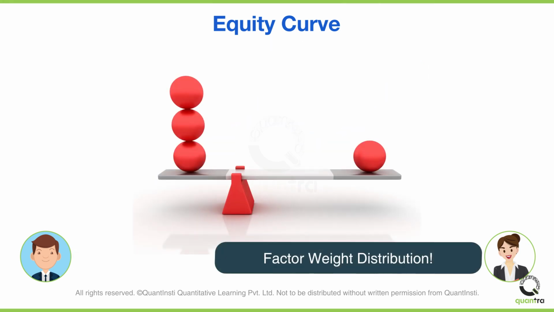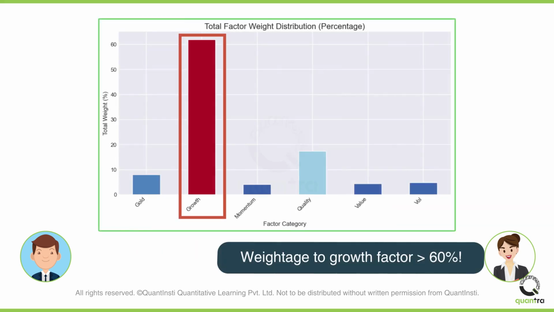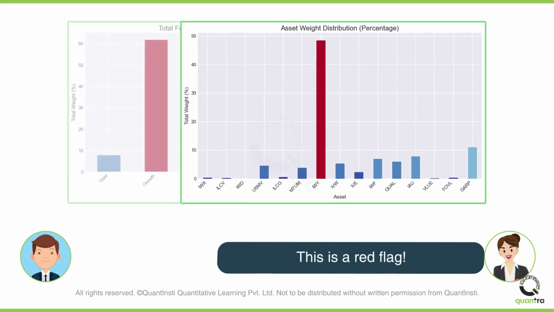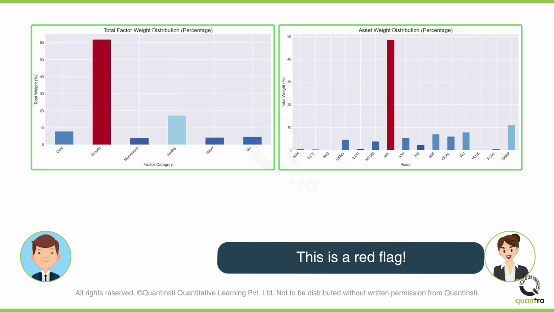Let's start with understanding the factor weight distribution. Here is the distribution of weights for your portfolio, and as you can see, on average, per day, we are giving more than 60% of the portfolio weight to the growth factor. Let's look at capital allocation from a different viewpoint, from an asset perspective. About 48% of the capital was allocated to a single ETF, IWY, which belongs to the growth factor. This is the first red flag in the portfolio.